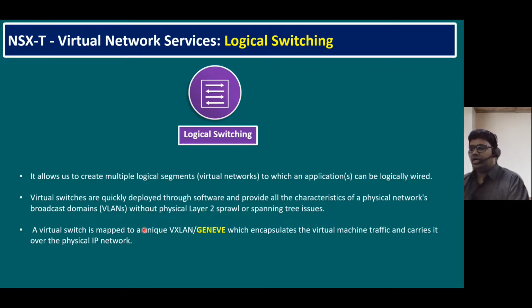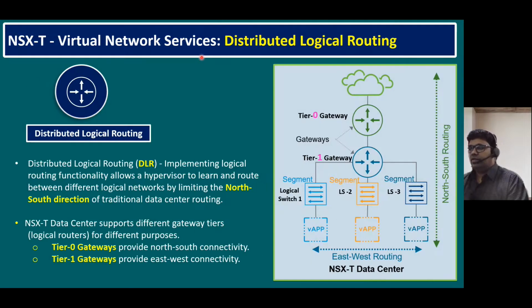Now let's try to understand routing. Within our virtual network services, the second main component is distributed logical routing, in short form DLR. See this icon, let's try to familiarize ourselves with it. When we have this icon, just understand it's a router icon. And DLR, implementing logical routing functionality, allows a hypervisor to learn and route between different logical networks. If we have the same logical network, our switch is enough. If we have a different logical network, we require a DLR.